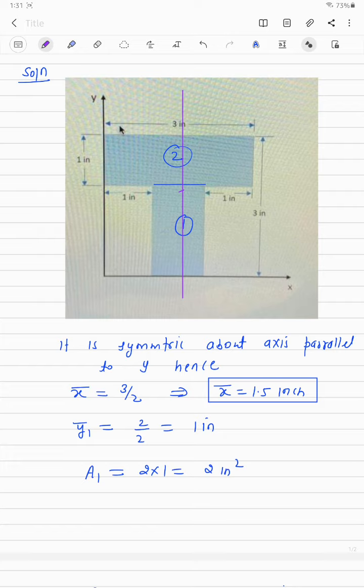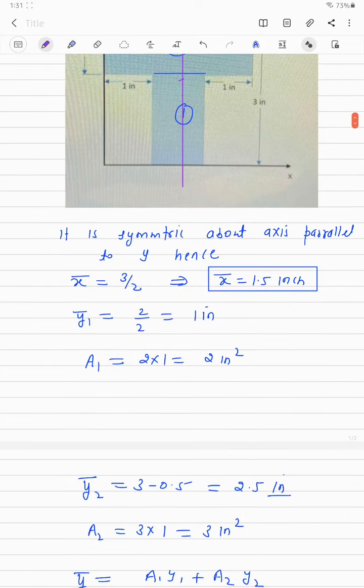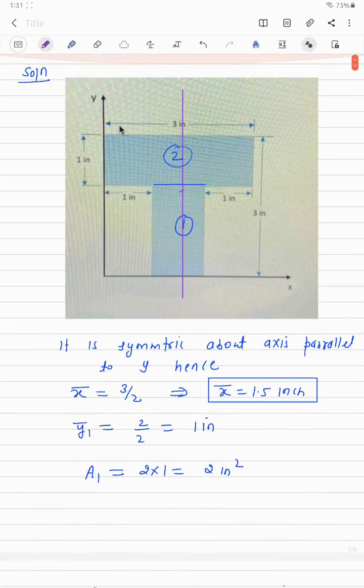So the total length is 3. So the x coordinate of the centroid will be 3 by 2, 1.5 inch. Now we will find the y coordinate. For the y coordinate, since it is not symmetric about the x axis, we have to find it by calculation.